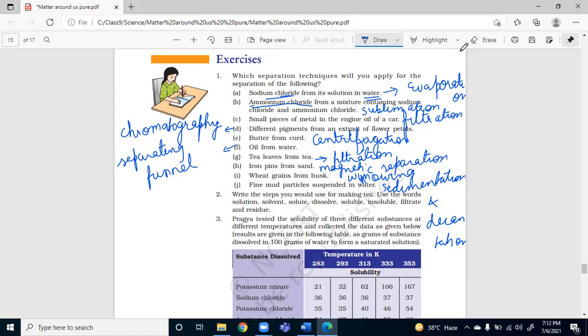Okay, so this is about question number 1. If you have written, then we can proceed to question number 2. Ma'am, this is written. Divyansh. Yes, ma'am.